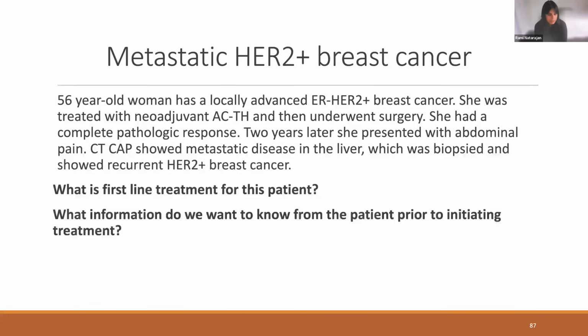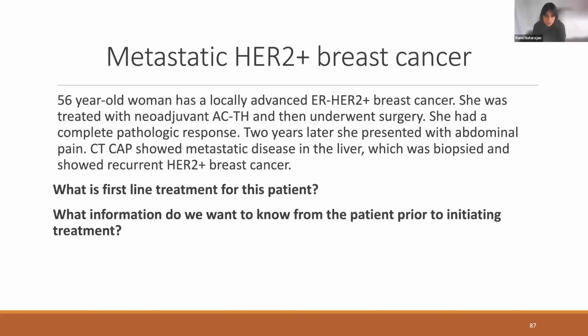So this is the last case. A 56-year-old woman has a locally advanced ER-negative, HER2-positive breast cancer. She was treated with neoadjuvant ACTH because she had locally advanced disease with tumor greater than 2 centimeters and node positive. And then she underwent surgery. She had a complete pathologic response. And 2 years later, she presented with abdominal pain, and CT chest, abdomen, pelvis showed metastatic disease in the liver, which was biopsied and showed recurrent HER2-positive breast cancer.